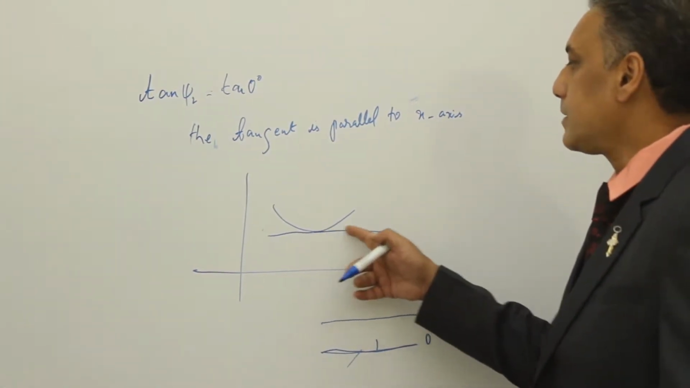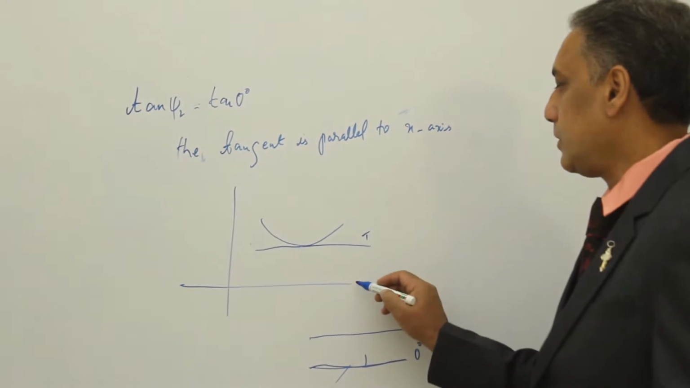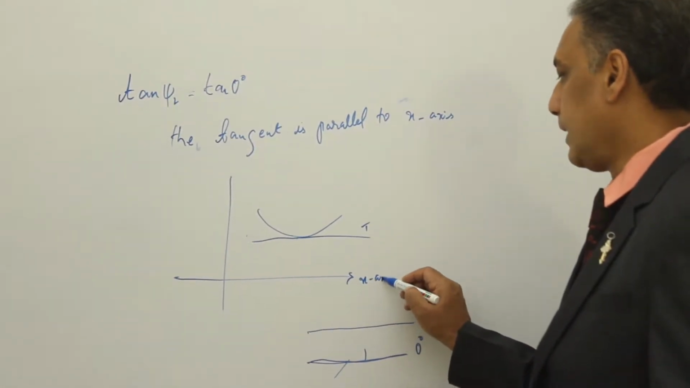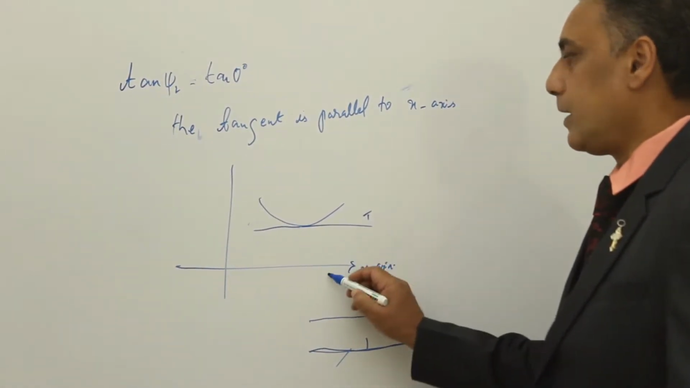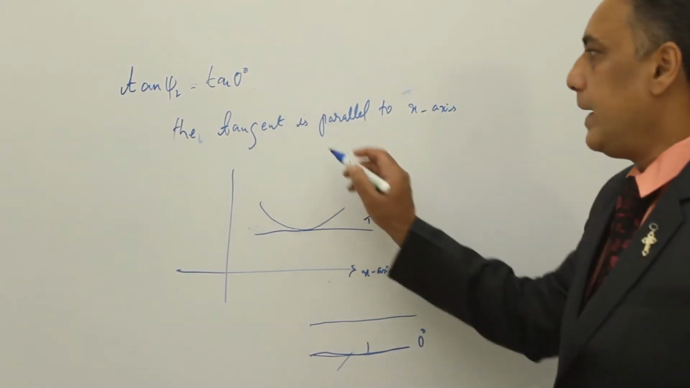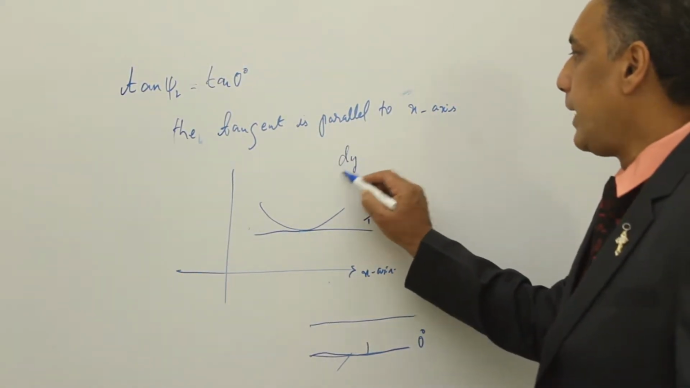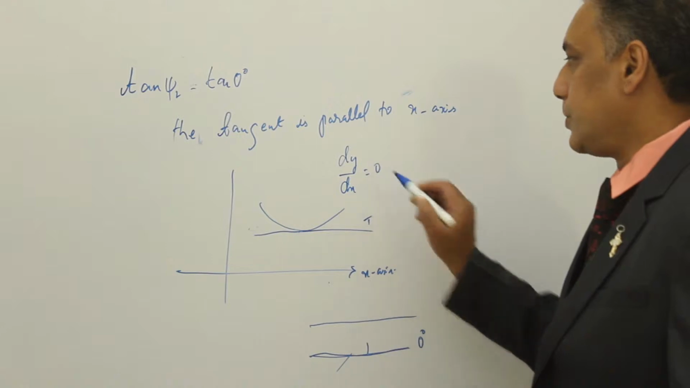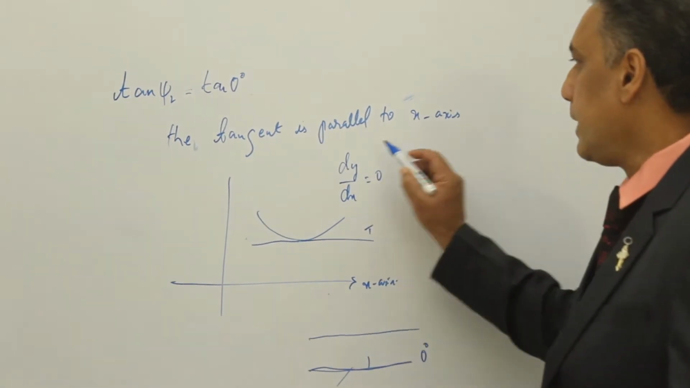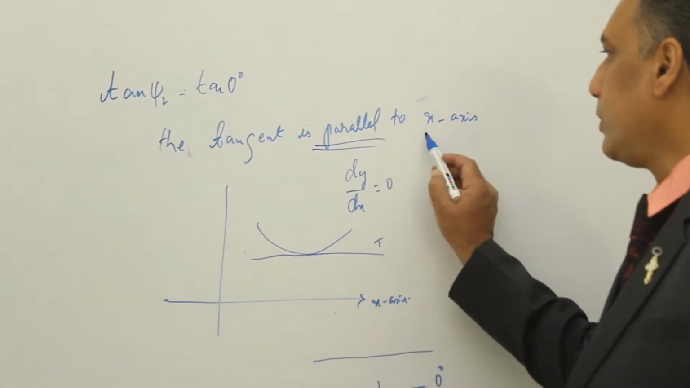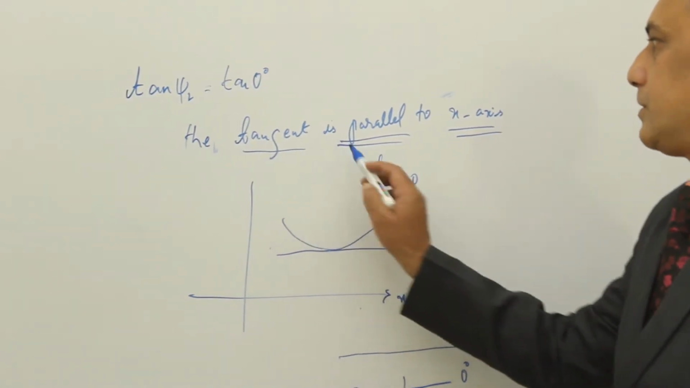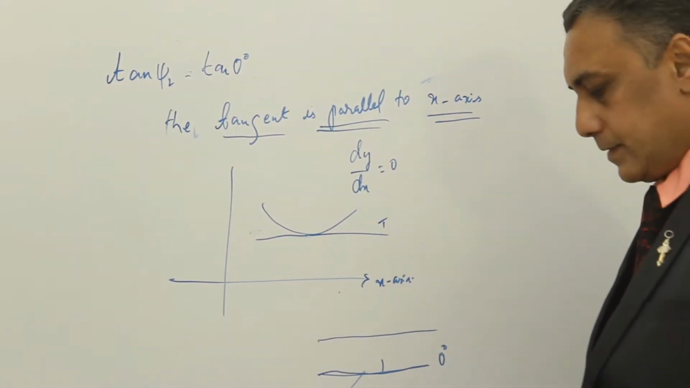So in this case, this is the tangent and this is the x-axis. So the tangent is parallel to the x-axis. Whenever you differentiate and you get dy by dx equal to 0, then it means the tangent is parallel to the x-axis.